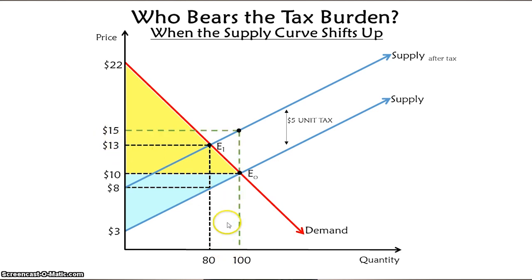It costs the producers $10 to produce the 100th unit. This cost of production does not change due to the imposition of the tax. Hence, the producer will produce the 100th unit only if he were paid the full cost plus the tax. For this to happen, the consumers need to pay $15.